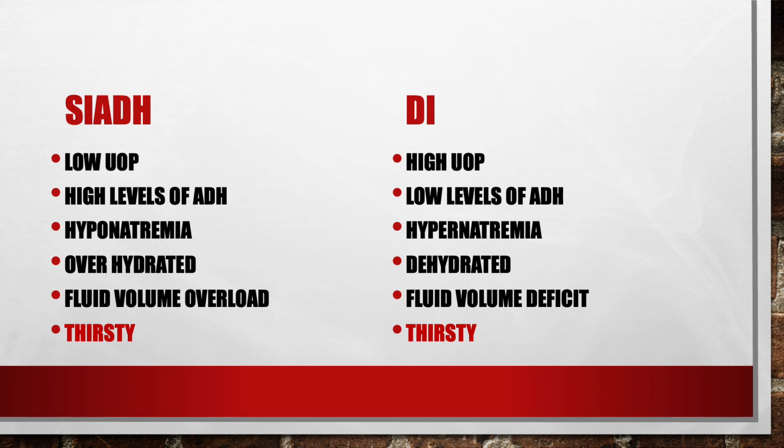And I kind of like this comparison. So with SIADH, you're going to have low urine output. Remember, they're holding on to that. DI, high urine output, just the opposite. SIADH, high levels of ADH. They're holding on to it. DI, low levels of ADH, so they're just peeing like crazy.